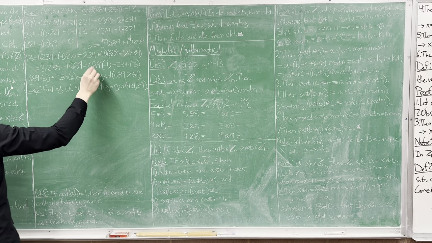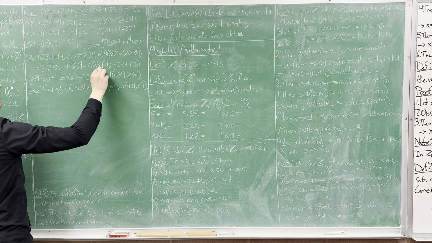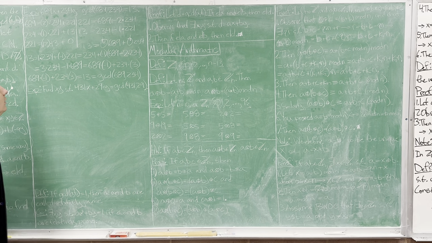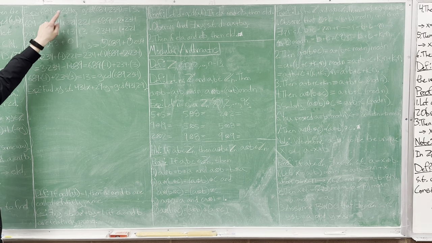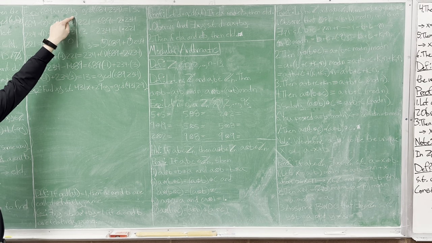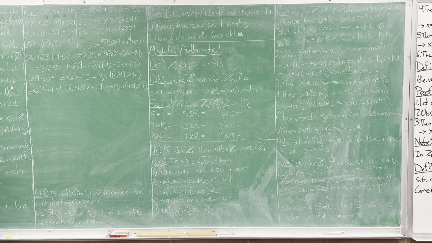To write it in the same form as we have up there, that's 689 times negative 1 plus 234 times 3. In other words, negative 1 for x and 3 for y are the two numbers you plug in to get 13 out.